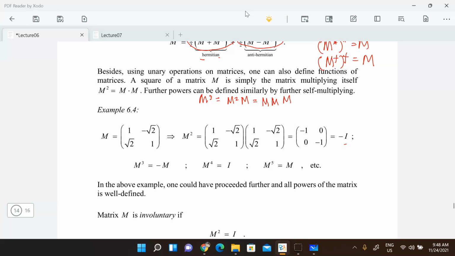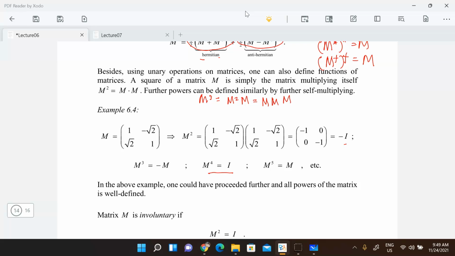And then when you try to get M to the fourth, remember that you have minus M squared in that particular case, but M squared is already minus identity, so I will get identity. So in other words, you can see that this gives some kind of oscillatory behavior in terms of the powers of M.